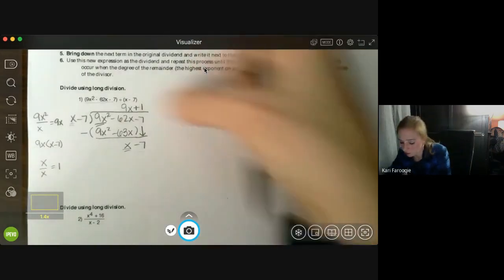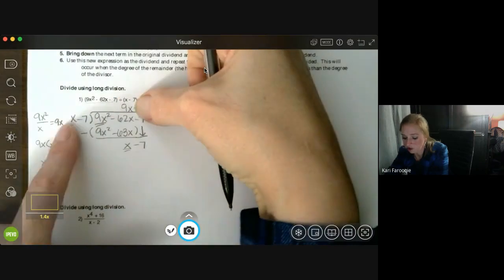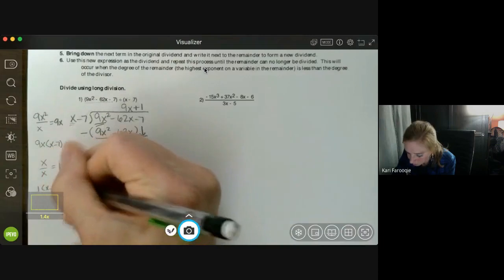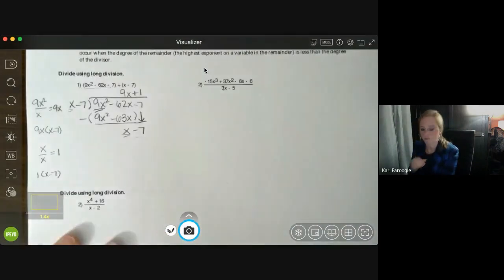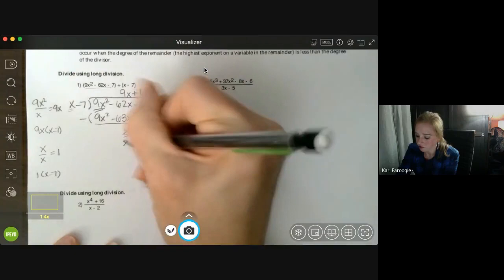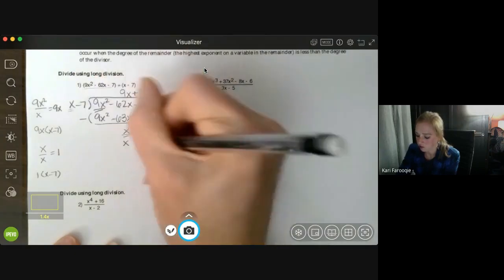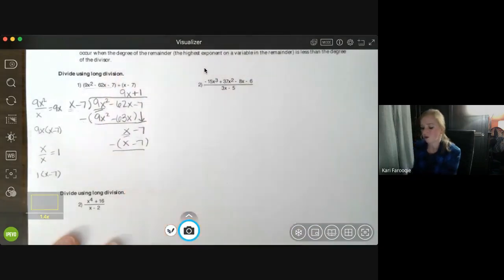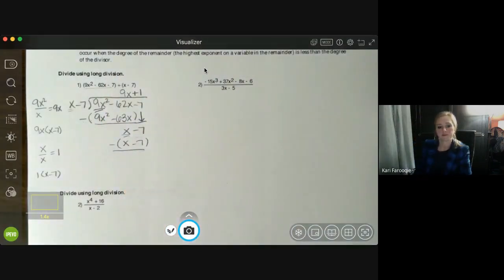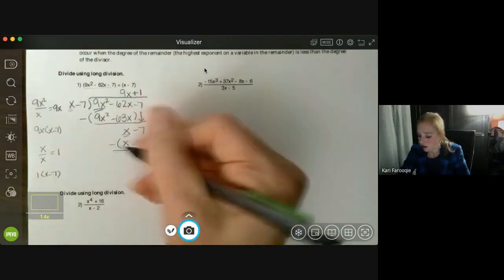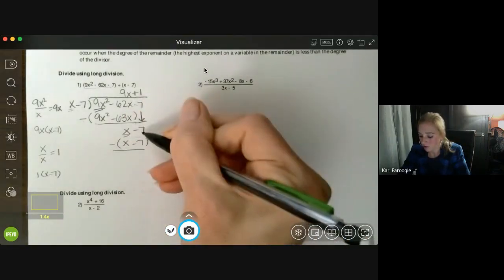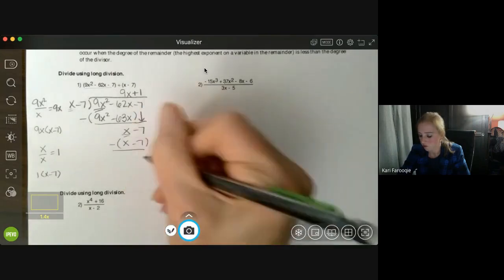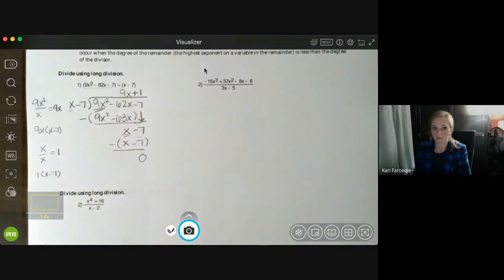Now, the last time we did this, we took 9x and we multiplied it by x minus 7. This time we're going to take 1 and we're going to multiply it by x minus 7. So 1 times x is x. 1 times negative 7 is negative 7. And you are always subtracting the quantity. x minus x is 0. Negative 7 minus negative 7, don't forget the double negative, is negative 7 plus 7, which is 0.